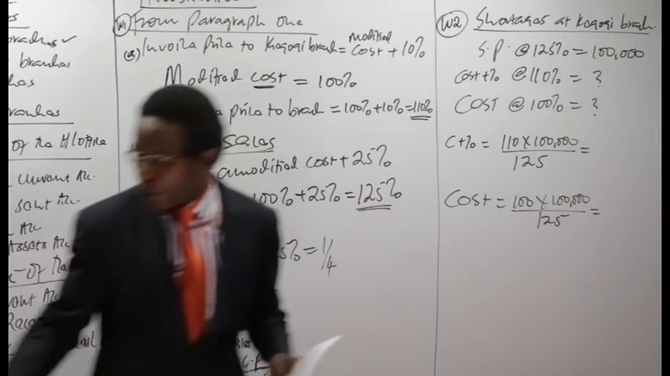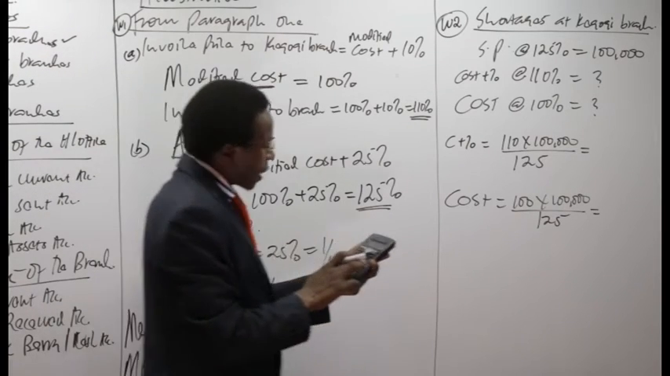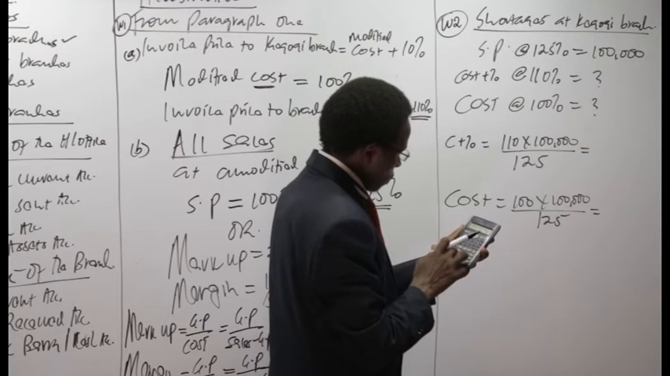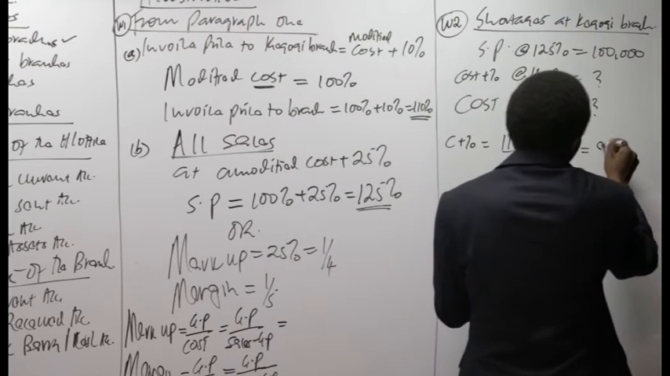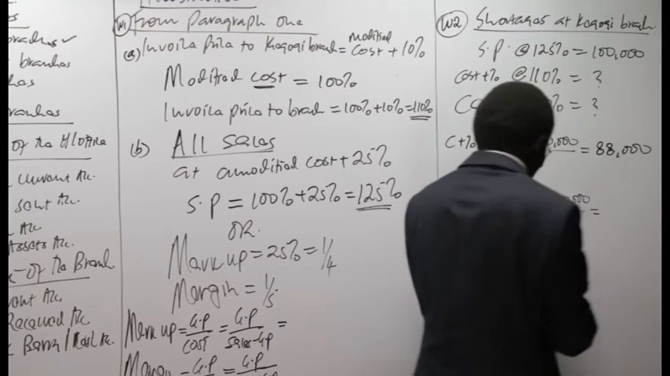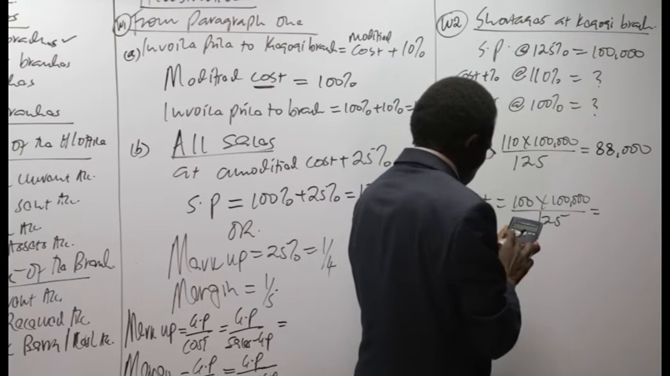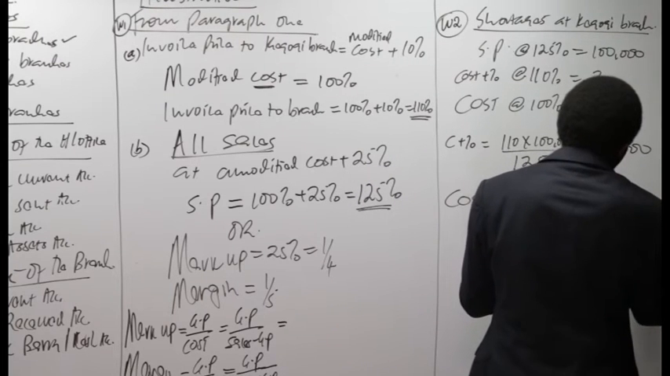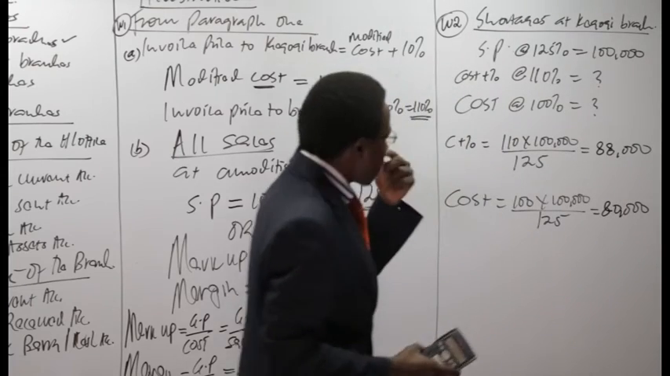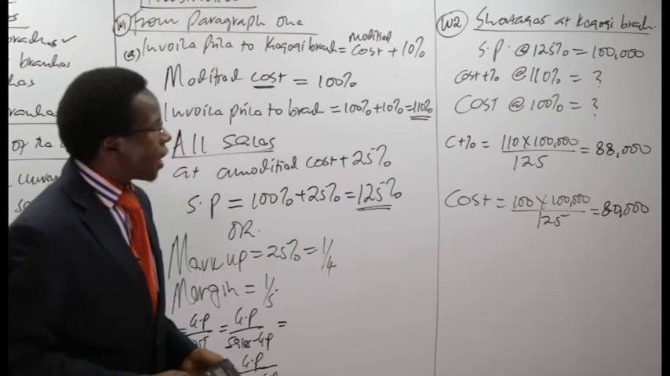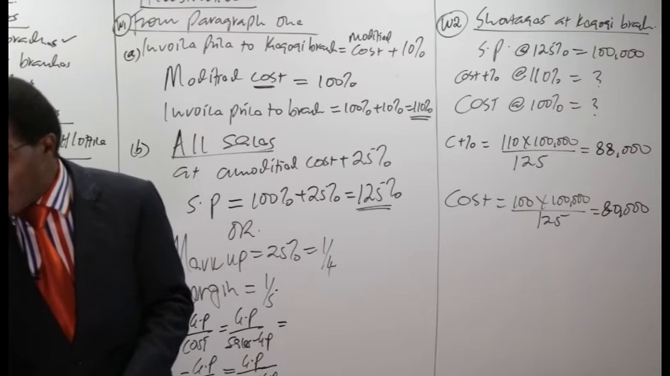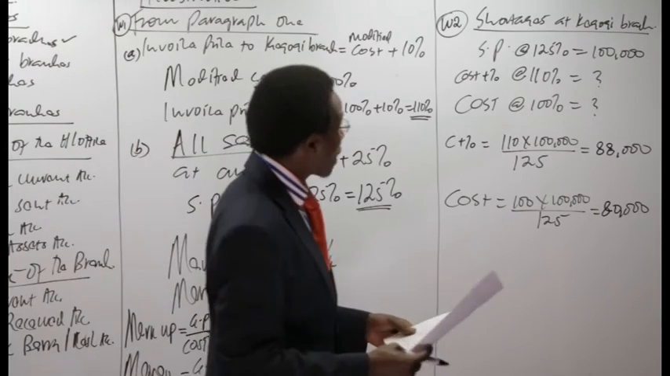So that's very important. I take my calculator and I say 110 times 100,000 over 125, this is 88,000. And 100 times 100,000 over 125, this is 80,000. So the 88,000 will be reported in the branch income statement, while the 80,000 will be reported in the combined business. That's important. So those are the shortages.